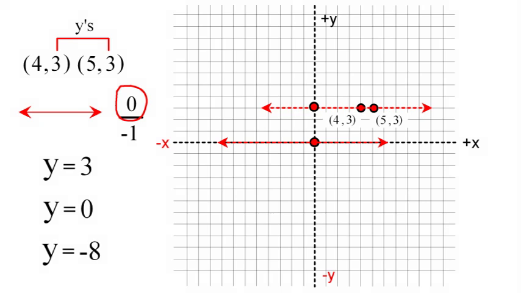What about y equal to -8? Where is that located? Well, it cuts through the y line where y is -8, and it has to be horizontal to cut through the y-axis.